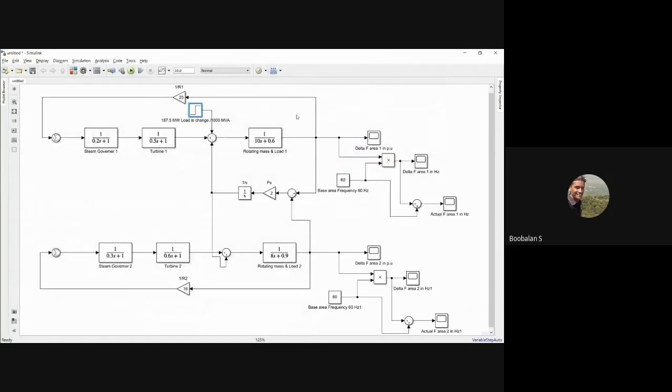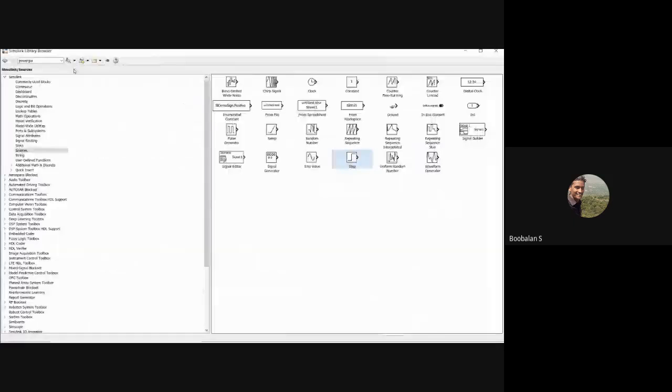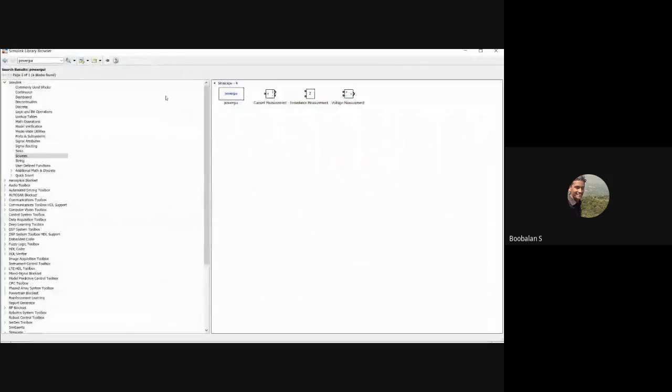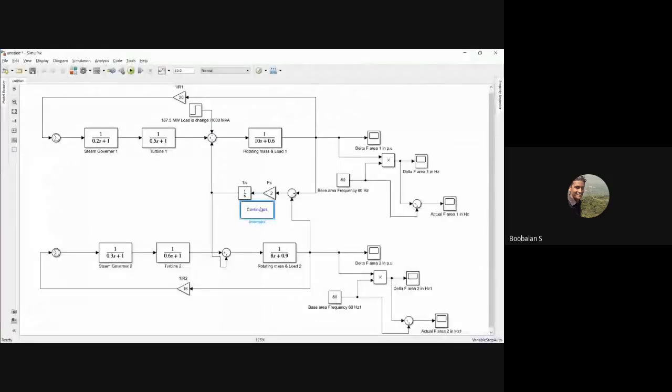Just run the simulation. Before running the simulation, we need a power guide. Type it, power guide, bring it into the model, bring it over here, right? So power guide. Now I'm going to run this simulation. Just run it once again. Now the simulation is done, right? So I need a display also, and then I could easily verify numerically as well.